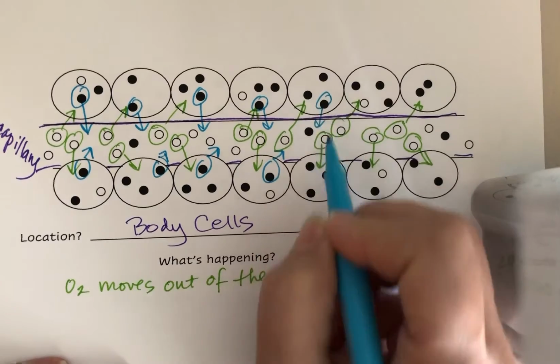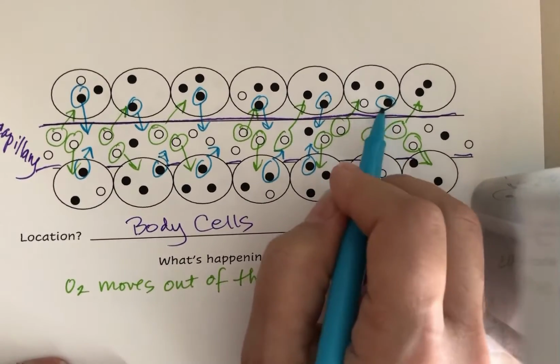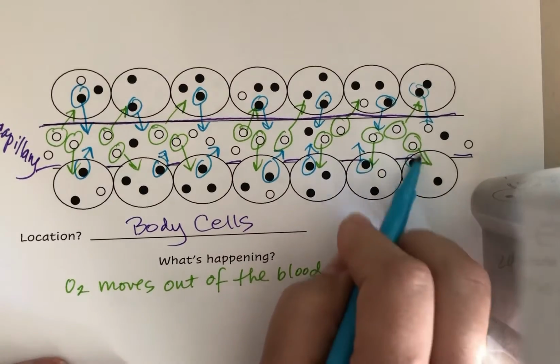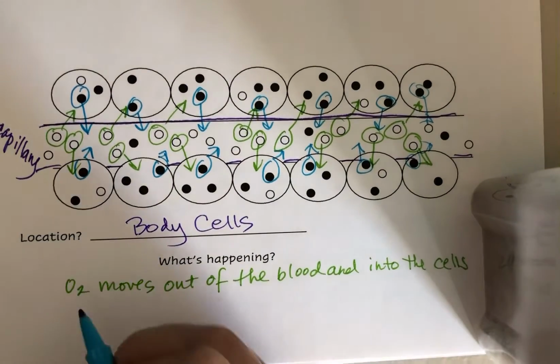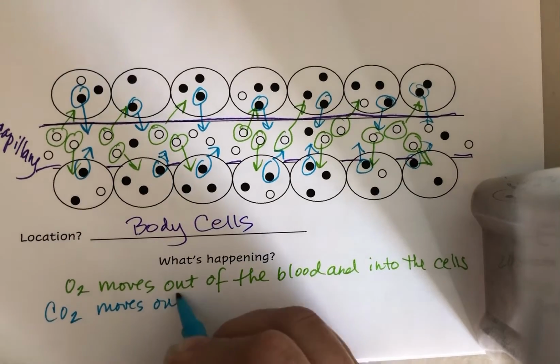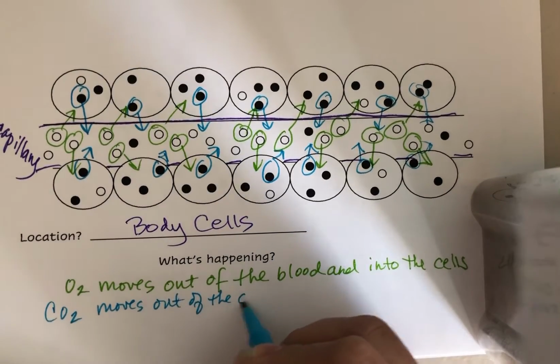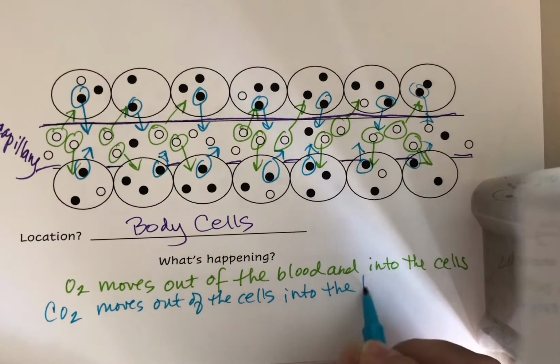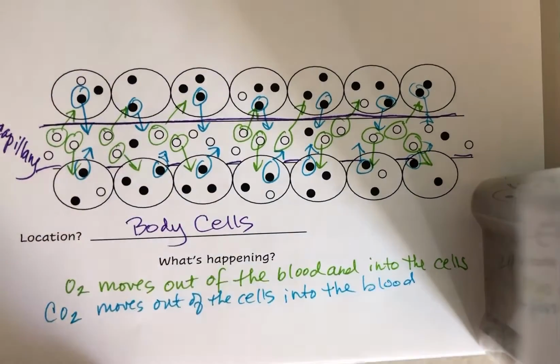So we're going to move the carbon dioxide out of the cells where there's a lot into the blood where there's not so much. Down here I'll write CO2 moves out of the cells into the blood. All right, so now we have exchanged the gases at the body cell level.